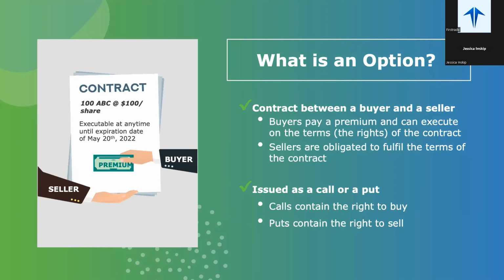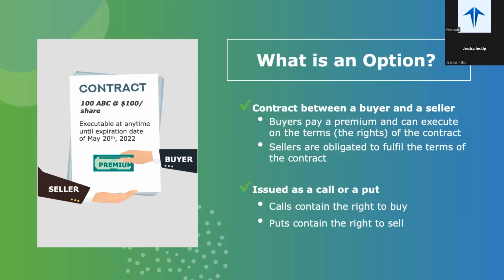The difference between a call and a put is just the way that the contract is issued. A call means that it contains the right to buy, and a put means that it contains the right to sell. So in this example, if this contract were issued as a call, the buyer would pay a premium for this call contract. Since it's a call, it would represent the right to buy 100 shares of ABC at $100 per share at any time through that expiration period.